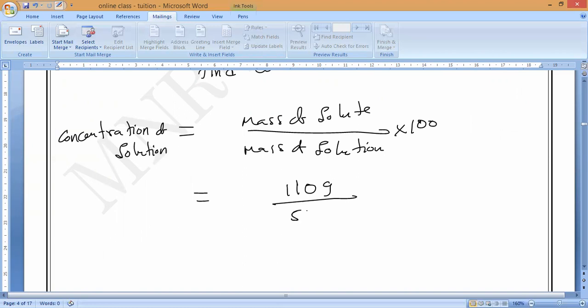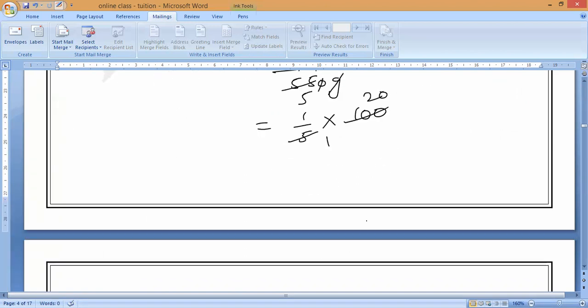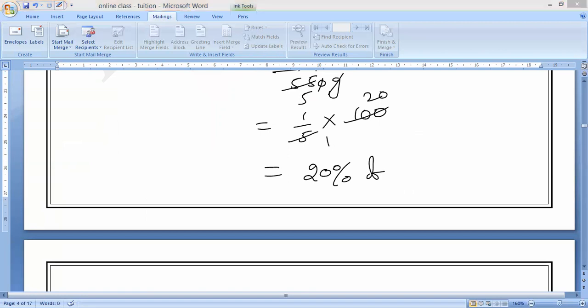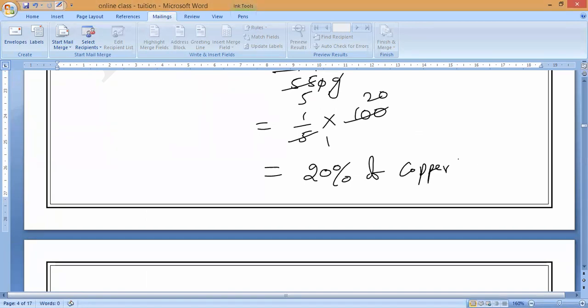Substituting, 110 grams divided by 550 grams into 100. Grams will get cancelled. Cancel 11 ones are 11, 11 fives are 55, which equals 1 by 5 into 100. So 5 ones are 5, 5 twenties are 100. Is it yes or no, guys? Which equals 20% copper sulfate solution.